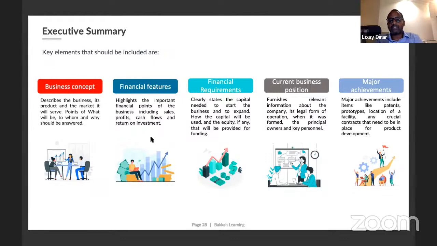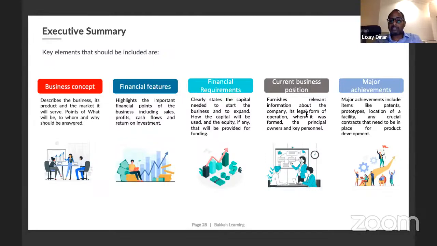And financial features includes how the business is going to return the money by conducting how many sales cycles, and what's the profitability of the business, the cash flows, and return on investment. So these are the financial features, or sometimes we call it investment appraisals. Financial requirements: what's the capital needed, how much we need to attract, in order to help the business to expand or start.